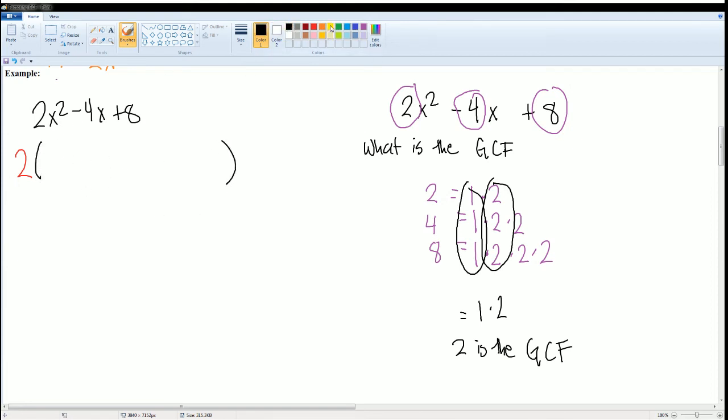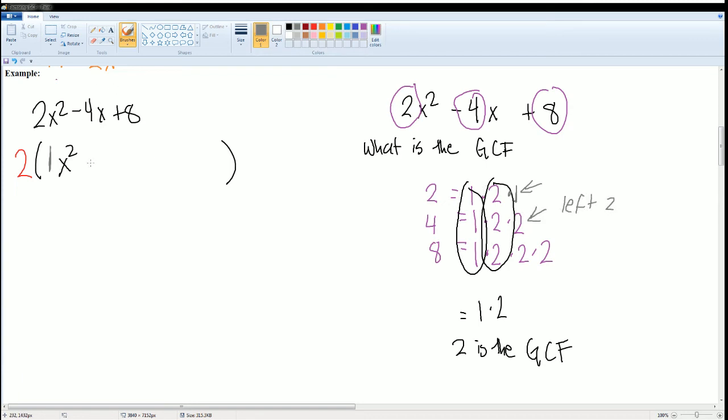What do you have left over? What do you have left over here? What number do you have left over here? Technically, there's a 1. No one writes this, though. There's a 1 here. 1 left. Okay. X squared. What is left here? What is left here is a 2.